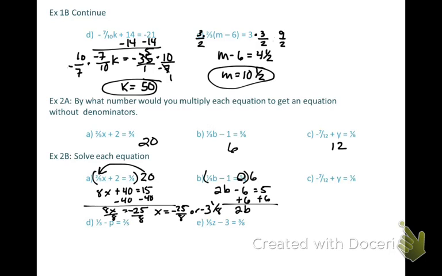So it's 2b equals 11, divided by 2. B equals 11 halves or 5 1/2.